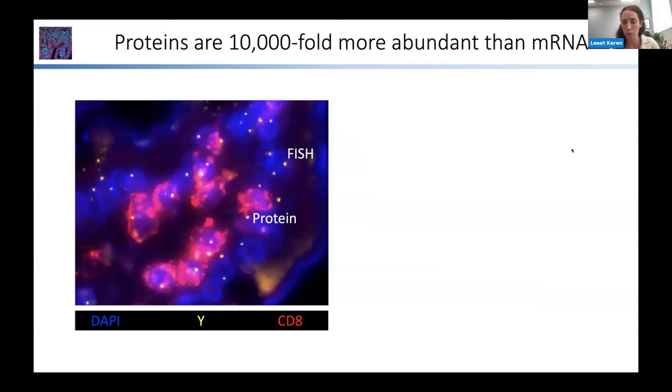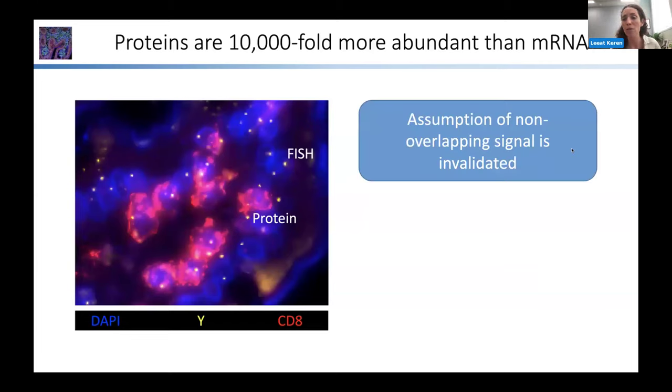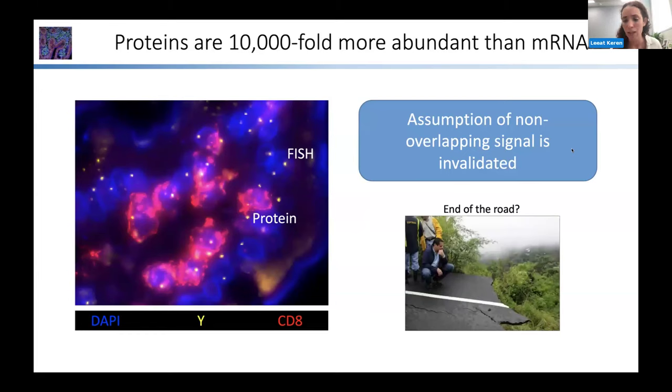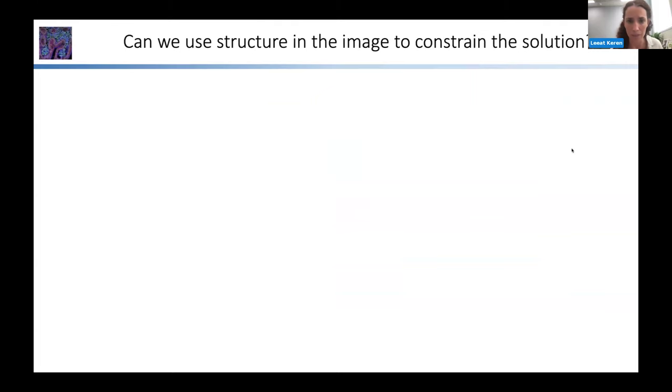So what's the problem with proteins? The problem with proteins is that they are roughly 10,000-fold more abundant than mRNAs in our cells. And so this assumption of non-overlapping signal, which can be held for a lot of the mRNAs, really falls apart when you try to image proteins. So perhaps for that reason so far, this has not been attempted.